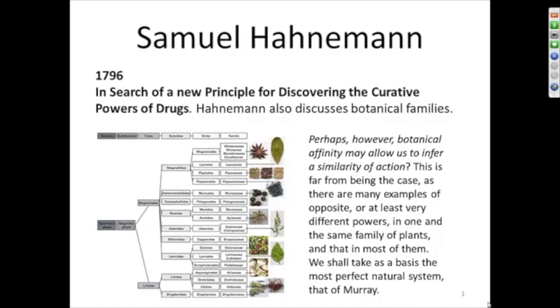And then he says, he'll take as a basis the most perfect natural system, that of Murray. And he goes on to give you 3 pages of examples of plants that are in the same botanical grouping, but which have oftentimes very different medicinal properties, and sometimes even opposite medicinal properties.